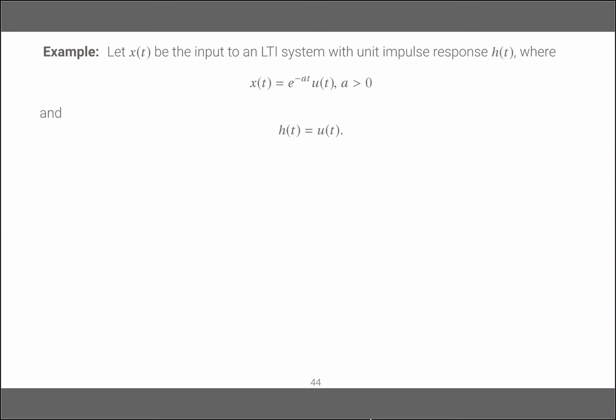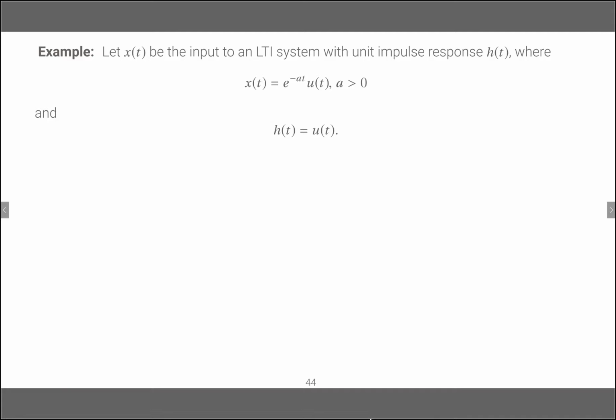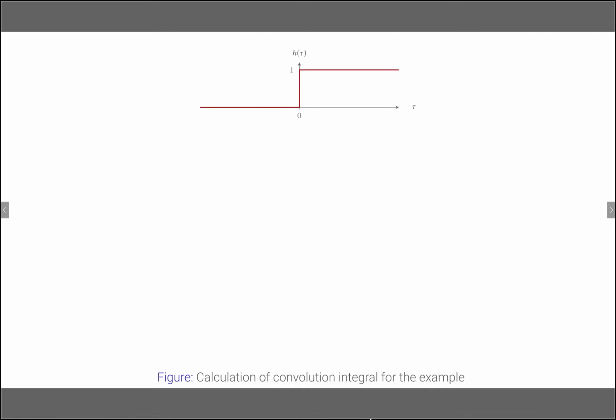Let x(t) be the input to an LTI system with unit impulse response h(t), where x(t) is equal to e^(−at) u(t), a greater than 0, and h(t) is u(t). So we can plot these signals. This is our h(τ). Remember, in the expression, what we want is not actually h(t), but h(τ) as before. That's why we write it in this fashion.